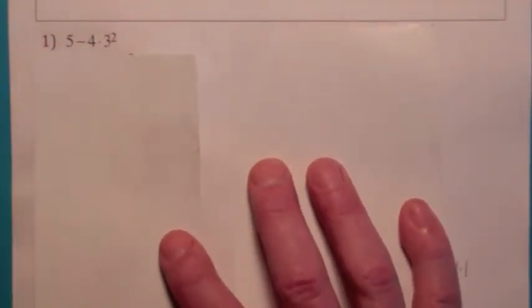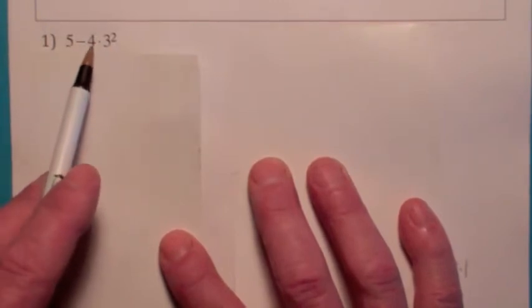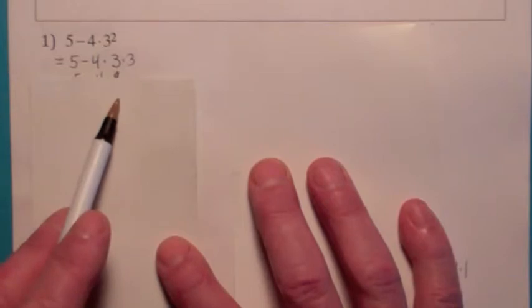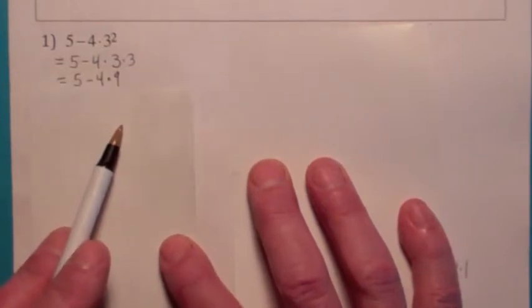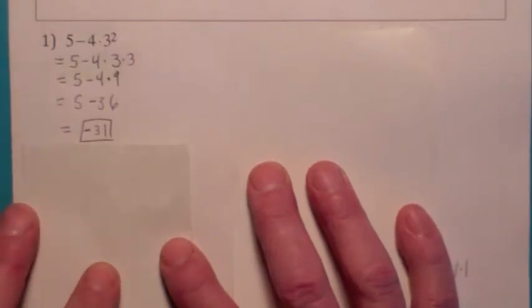All right, so if you have a problem like this, 5 minus 4 times 3 to the second power, the base of the exponent is just 3. So it's going to be 5 minus 4 times 3 squared, which is 9, so we have 5 minus 4 times 9. Now, of course, we do the multiplication before the subtraction, and you get negative 31.